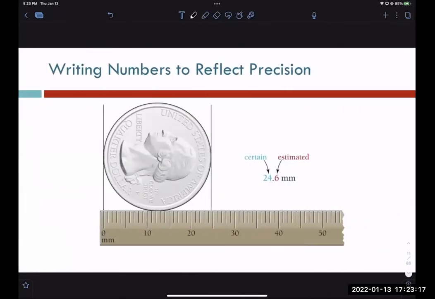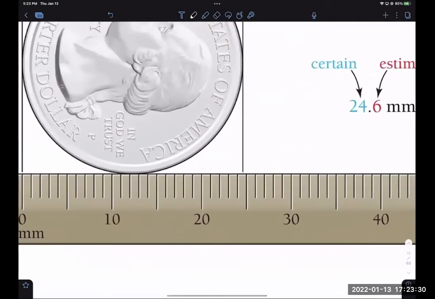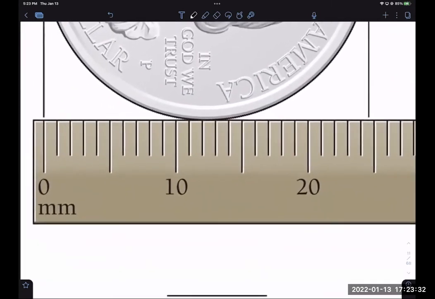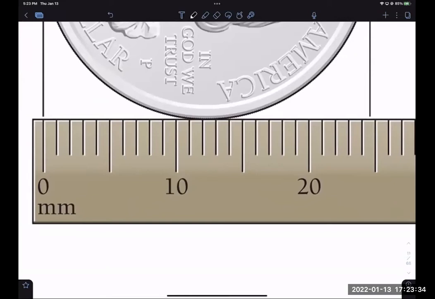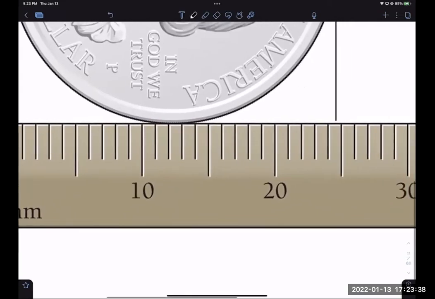So, like I said, here's our example. We have this ruler, and we have a quarter, and we're trying to measure the diameter of the quarter. You could imagine that we used sheets of paper or panes of glass or something to get these exact lines. But through the beauty of modern science, we can zoom way in on this. We can see that this quarter comes all the way up to 20.